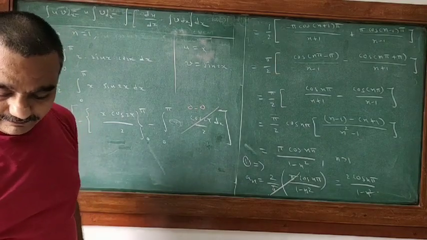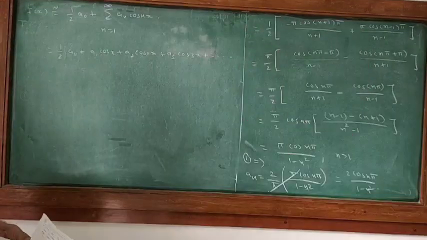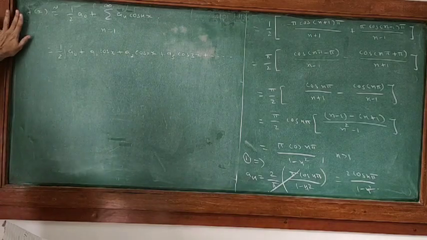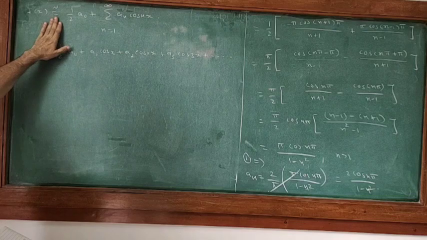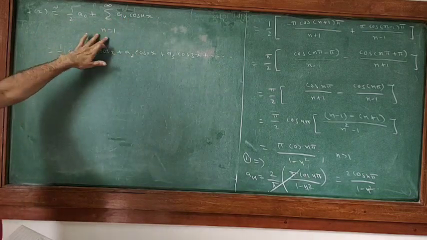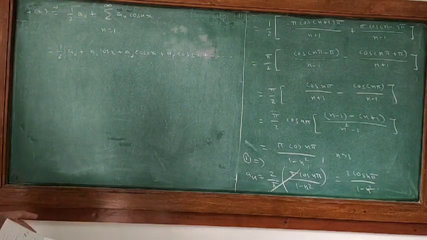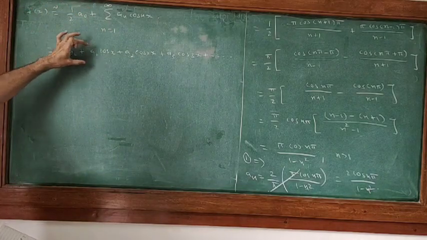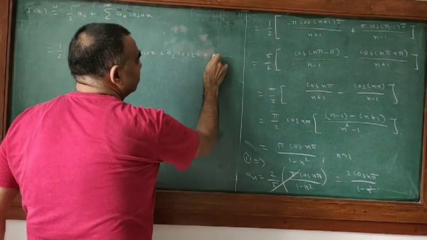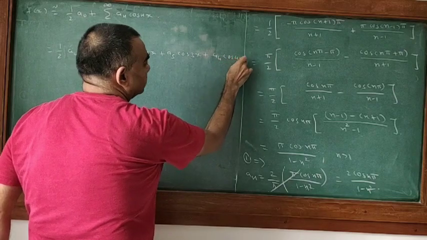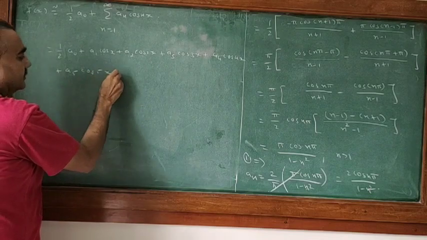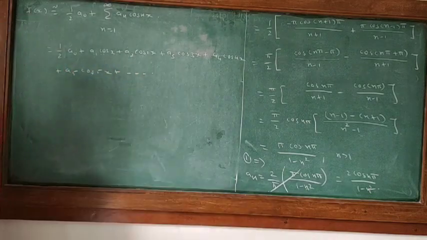Let's start our calculation further, but a few moments you have to solve. So by Fourier series expansion, we have f(x) approximately equal to 1 by 2 a0 plus sigma an cos nx, running from 1 to infinity. So it is 1 by 2 a0, plus a1 cos x, a2 cos 2x, a3 cos 3x, a4 cos 4x, plus a5 cos 5x and other terms.